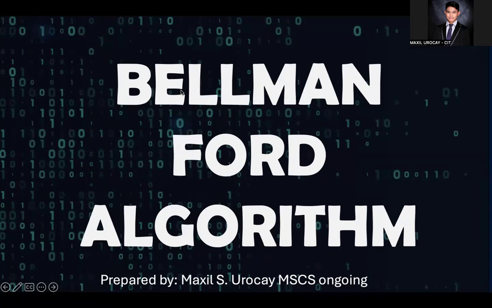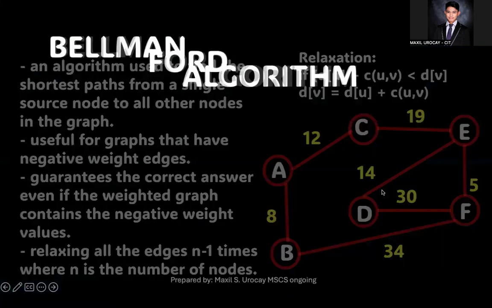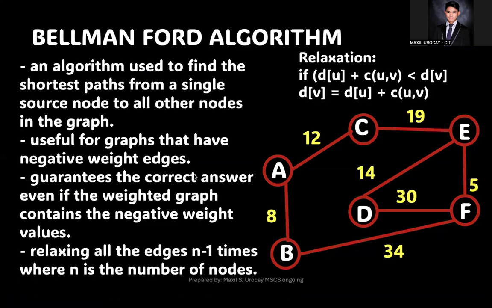So in this video, I'll be illustrating how to do the Bellman-Ford algorithm. The Bellman-Ford algorithm is used to find the shortest path from a single source node to all other nodes in the graph, and it is useful for graphs that have negative weight edges. So it does allow negative edges. That guarantees the correct answer, even if the weighted graph contains negative weight values, by relaxing all the edges n minus 1 times.